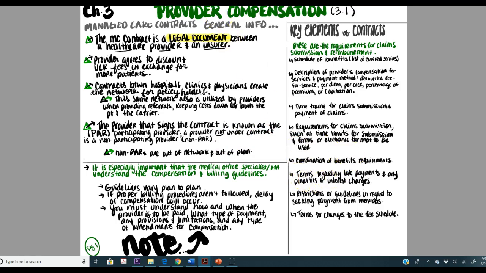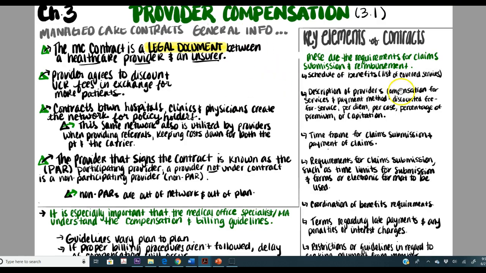So I'm going to blow this up over here. The key elements of contracts are another set of points that you need to know. These are the requirements for claim submission and reimbursement. There's the schedule of benefits, and that is all the list of covered services. So when you take out an insurance plan, or when you become a member of an insurance plan, one of the lists that they give you is called a certificate of coverage, or a schedule of benefits.